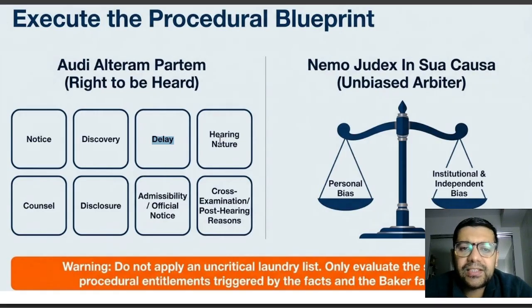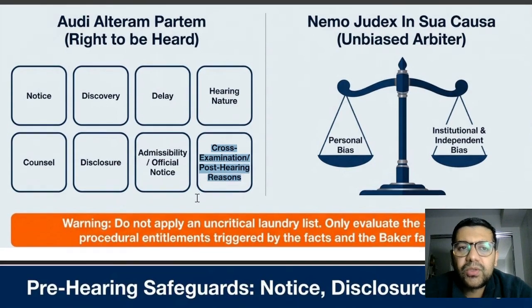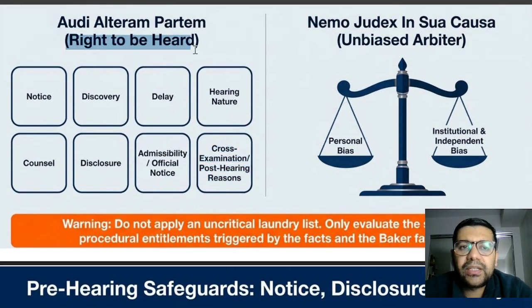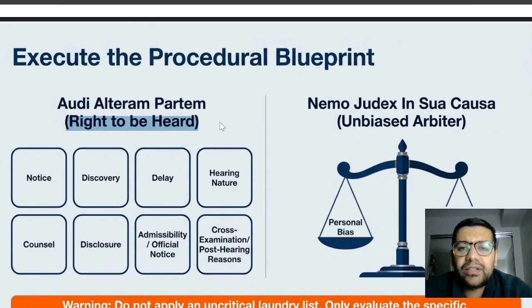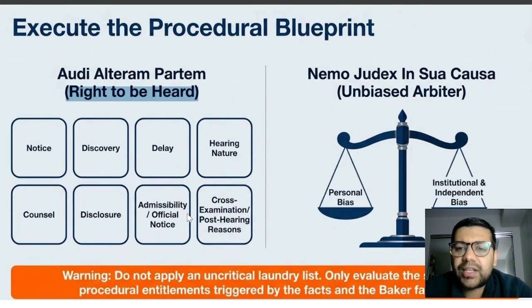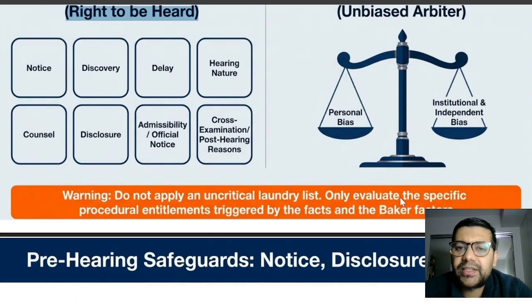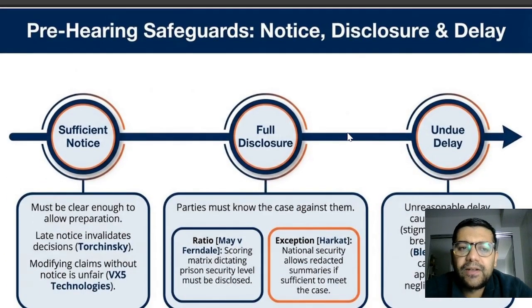There were some delays. What kind of hearing was it, the written hearing, or was the person able to do the cross examination? That will be basic. So here, that's the one: cross examination, post-hearing reasons. These are the things that come under the right to be heard, where you will see what things were covered within the situation, and then obviously you do not need a biased decision maker.